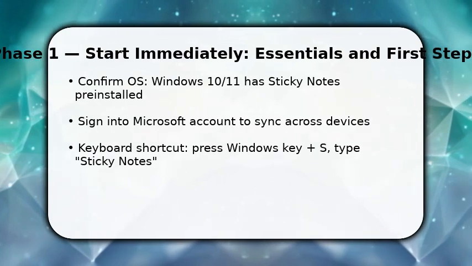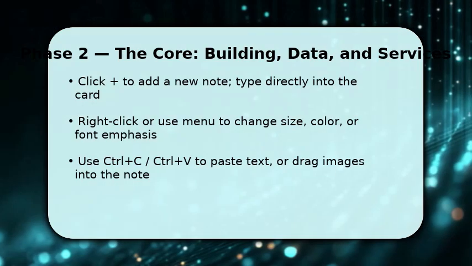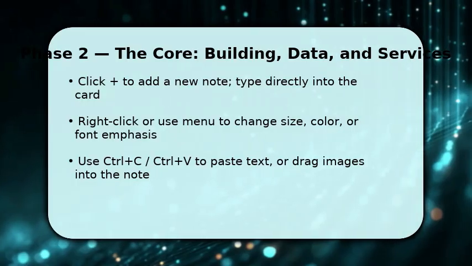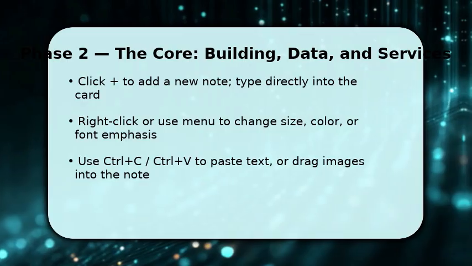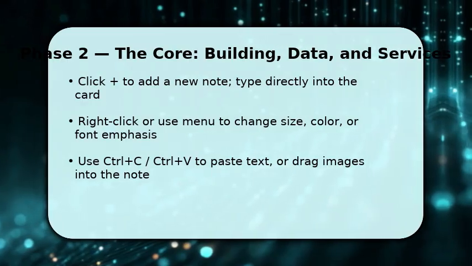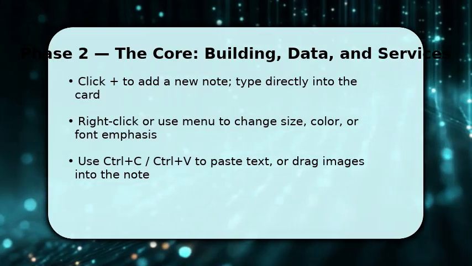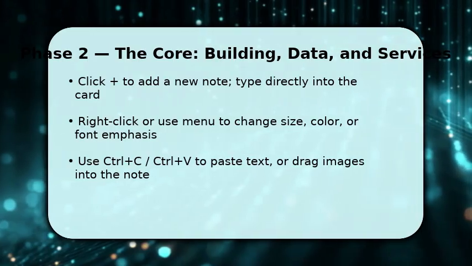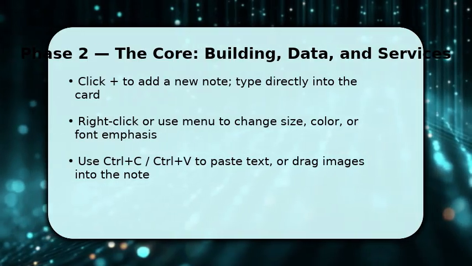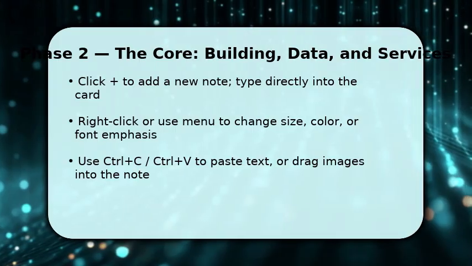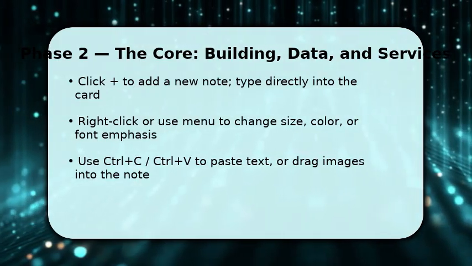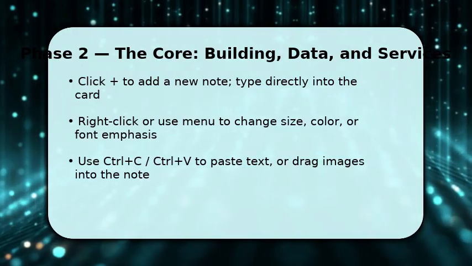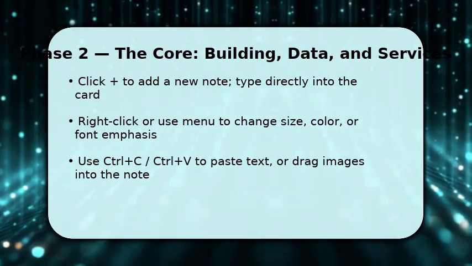Now you create and structure the note so it's useful. Click the plus to add a note, then type the core content. Use the formatting menu to bold or italicize a line and choose a color to categorize tasks. Colors act like quick visual tags. If you need an image or link, paste it directly. Sticky Notes accepts basic pasted content. Make sure to resize the note for visibility. Larger notes work for lists, smaller ones for reminders, and colors speed recognition.